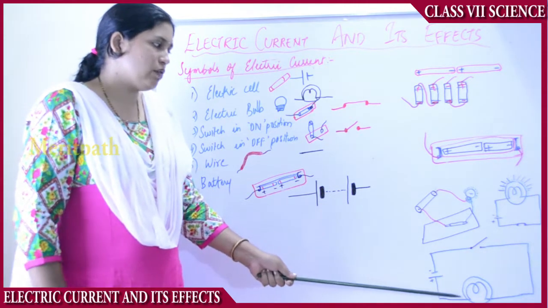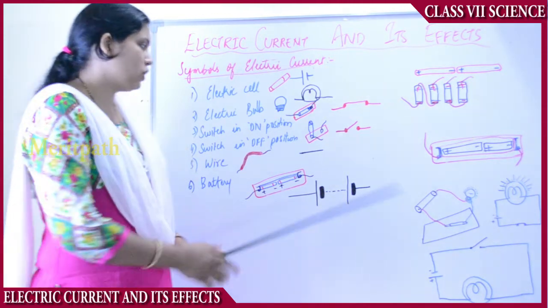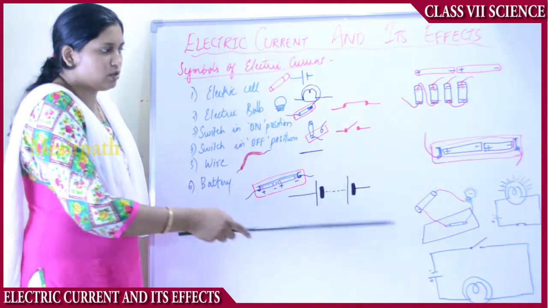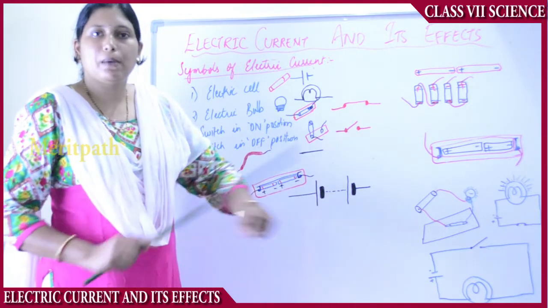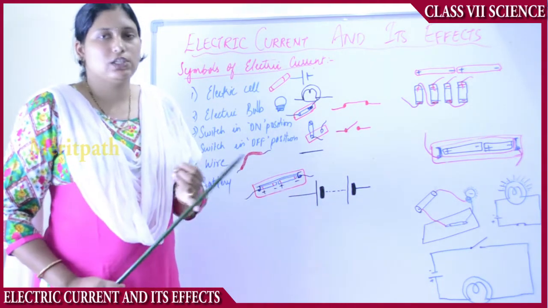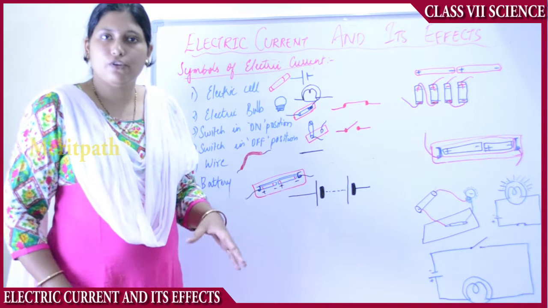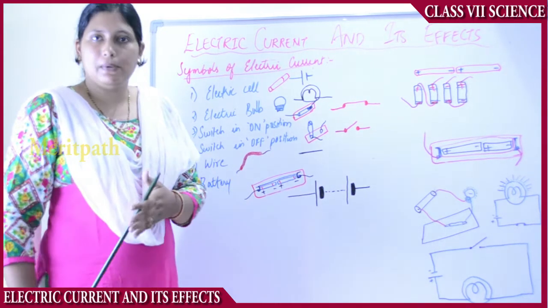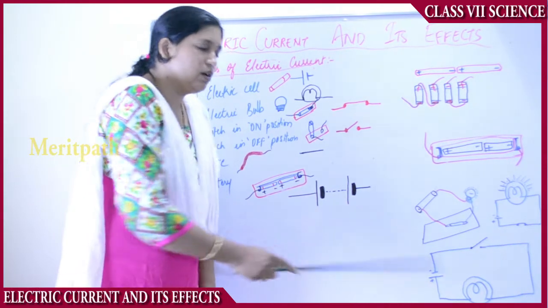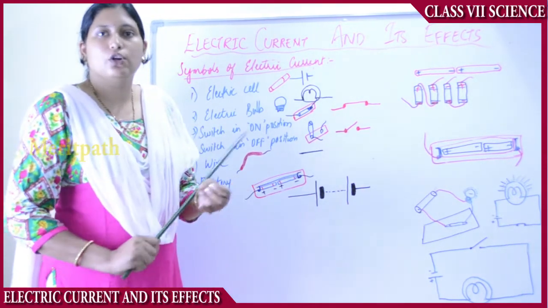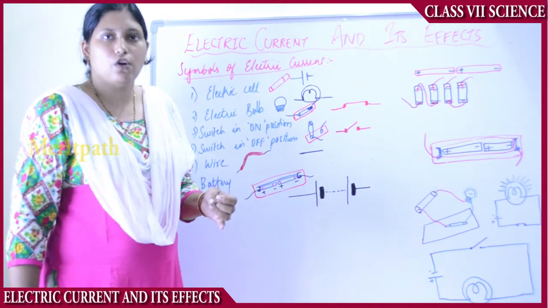And in this situation, the switch is in off position. For the same instance, the switch is in off position here. So here the bulb doesn't glow. Only when the switch is in on position will there be a flow of electricity and the circuit completes. Then only the bulb will glow. When the switch is in off position, the bulb will not glow because the circuit will not complete and there is no flow of electricity.